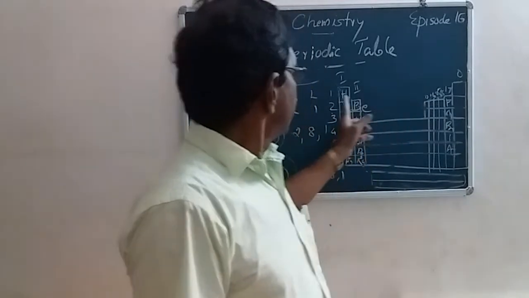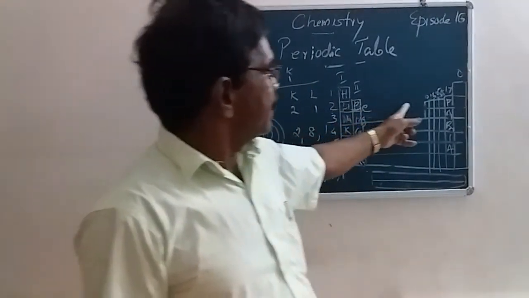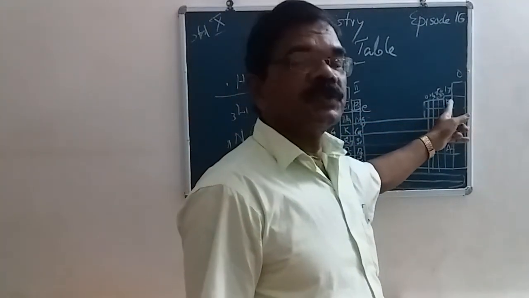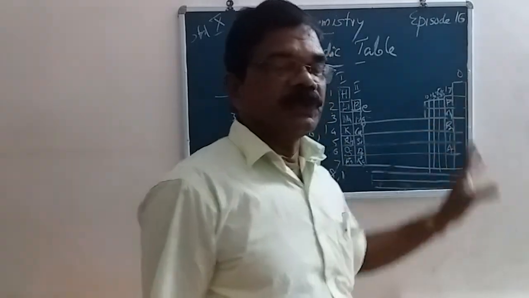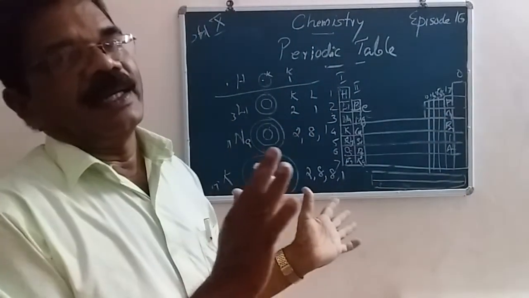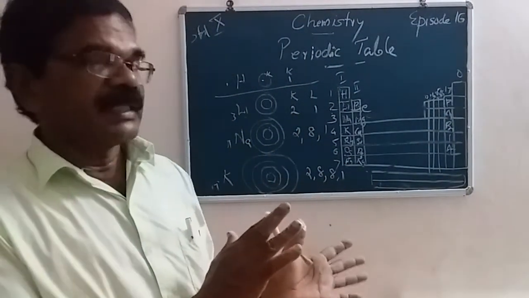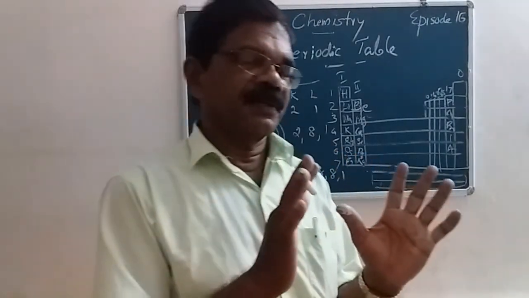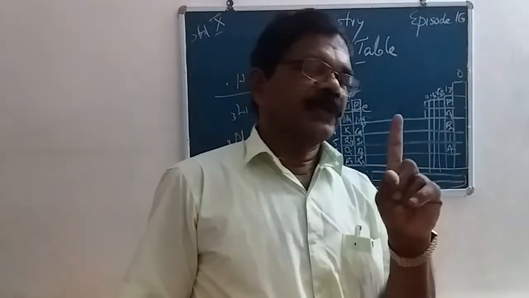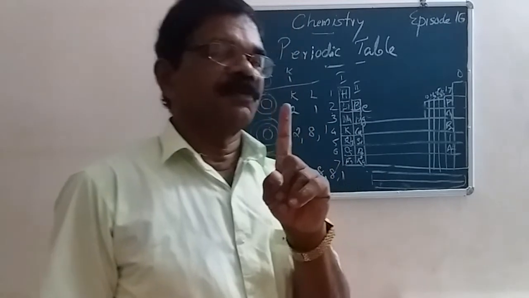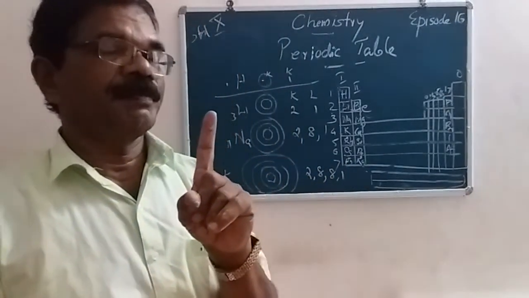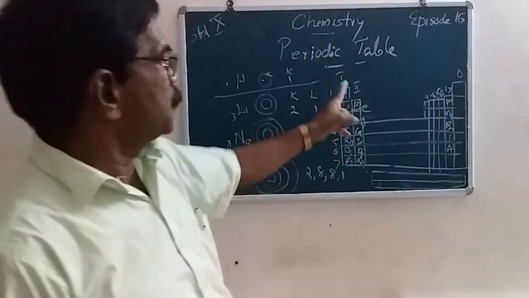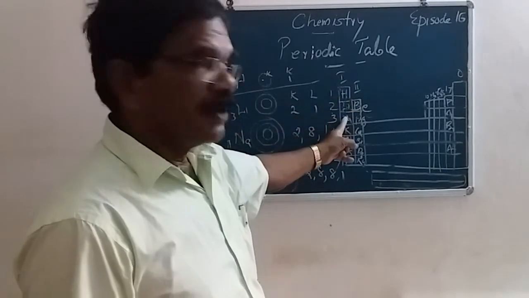Fluorine. It belongs to the second period. It has 2 shells. The 2 things we learned during the last episode, you must always remember. What are the 2 things? Group number denotes the valence electrons. Group number 1 means it has only 1 valence electron.